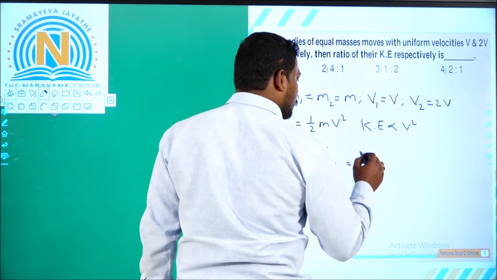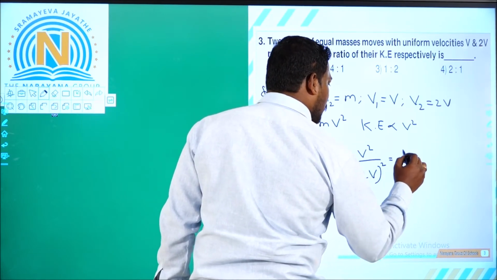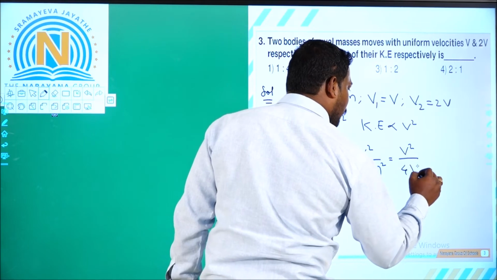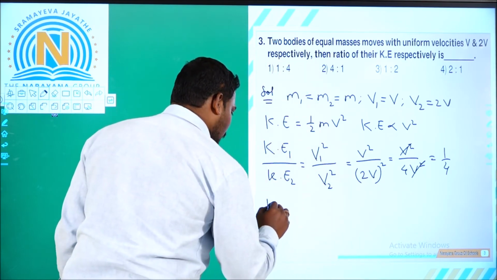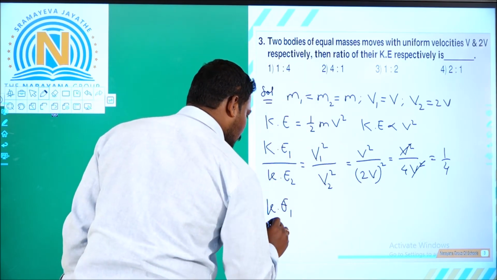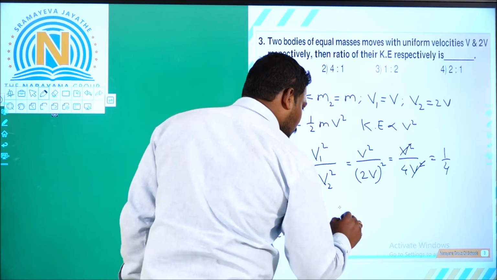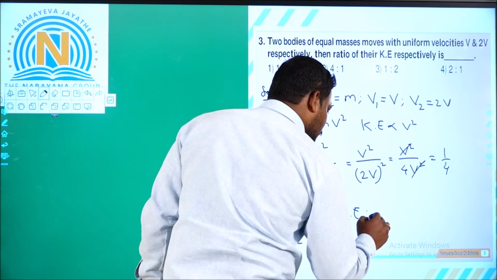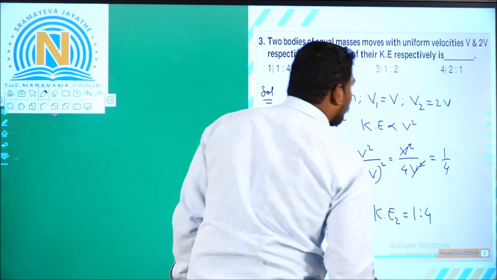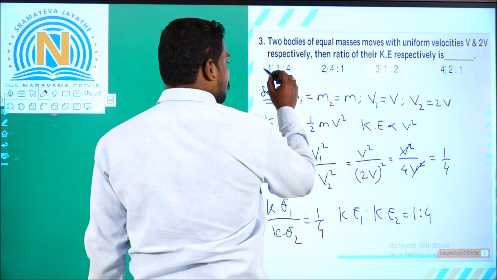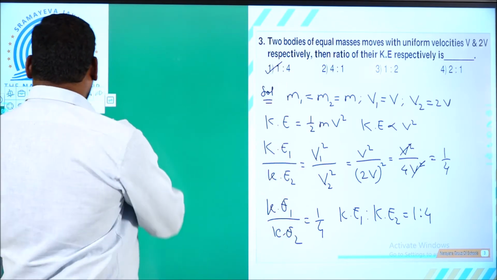So which is equal to v square by 2v whole square, that is v square by 4v square, v square gets cancelled, 1 by 4. So the kinetic energy 1 by kinetic energy 2 is equal to 1 by 4. The ratio of kinetic energies of first body to the kinetic energy of second body is 1:4. Okay? 1:4. Right? Now, let us go to the fourth question.